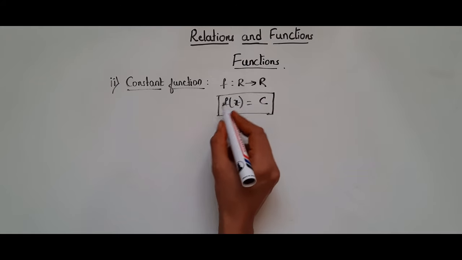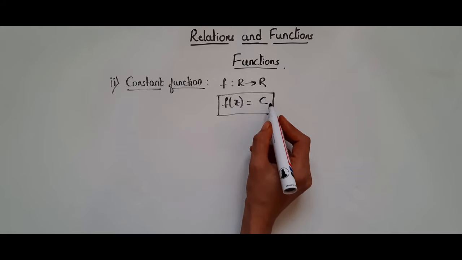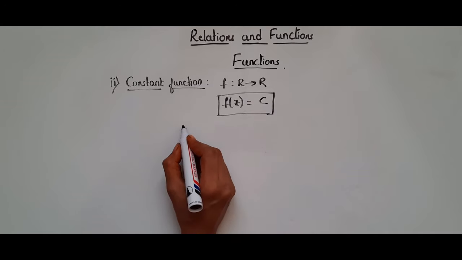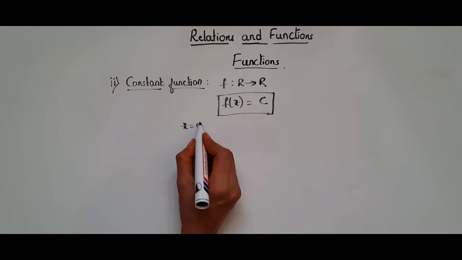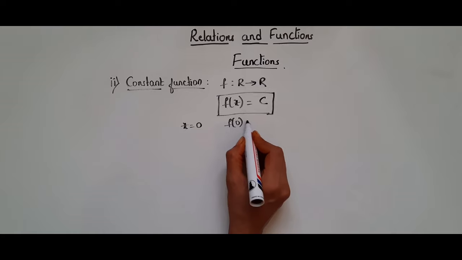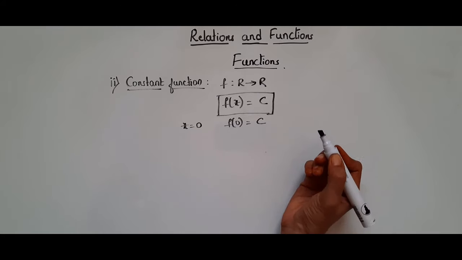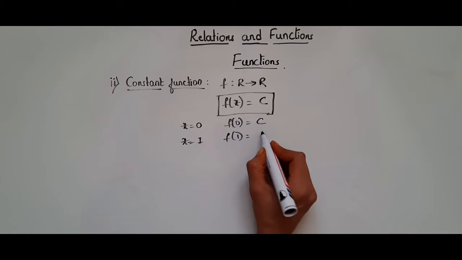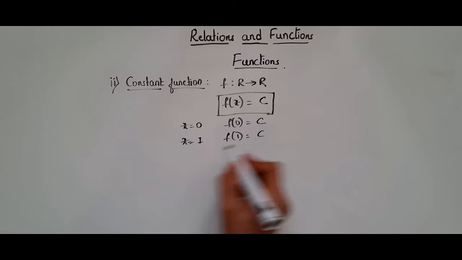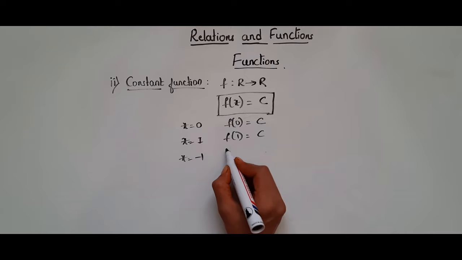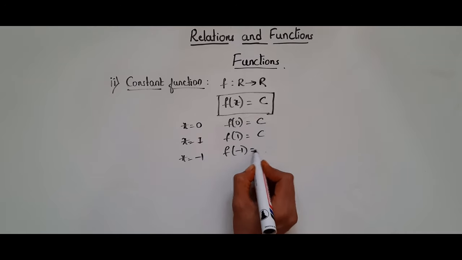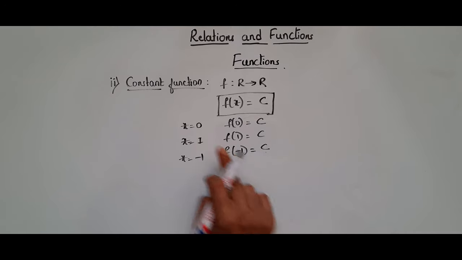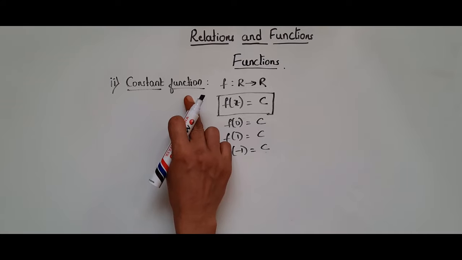So here, whatever value you give for x will give you a constant. Say, for example, x is equal to 0. So f of 0 is equal to c. Now x is equal to 1. So f of 1 will also give you c, that is a constant. Similarly, if you take x is equal to minus 1, f of minus 1 is equal to the constant. So such functions are called constant functions.